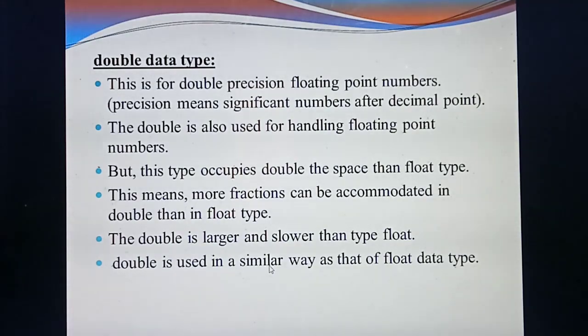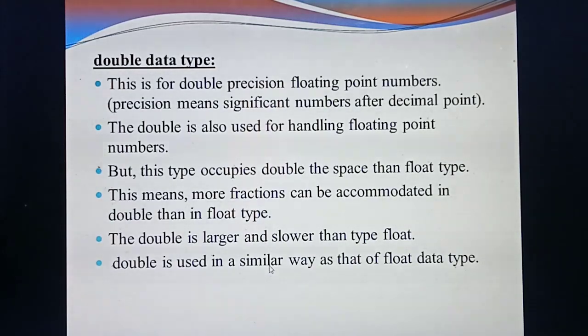After the decimal point, if you need to represent some significant numbers, which data type should you use? Double data type. Normally, for point numbers, which data type should you use? Float. This double data type also comes under the float data type only. But if you need to represent precision after the decimal point, you should use the double data type. What's the disadvantage here? This double data type will occupy more space, or double the space, compared to float.